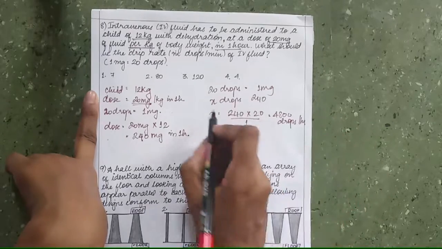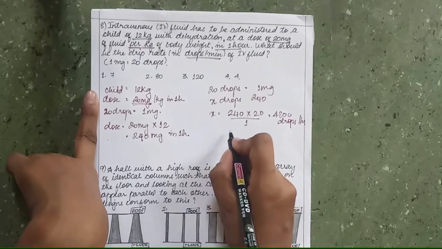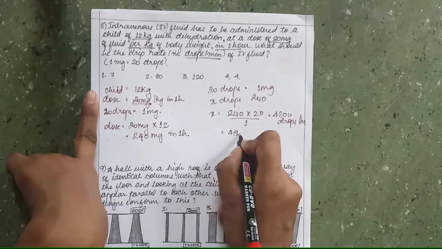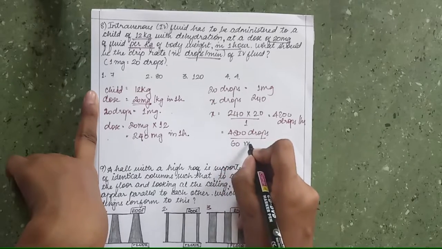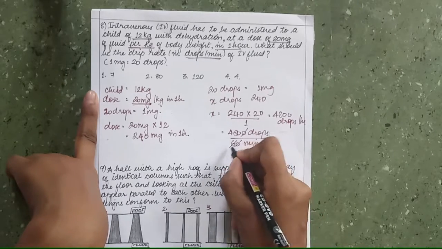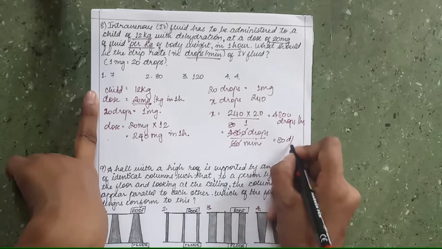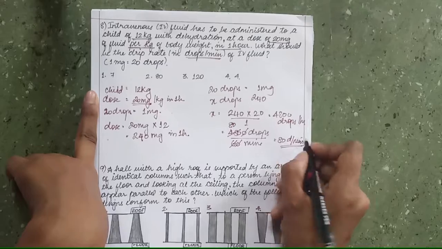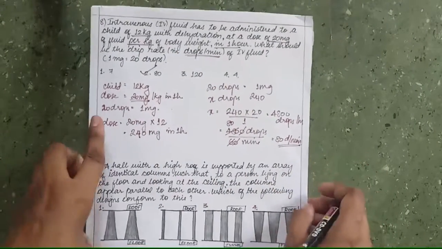To convert hours into minutes, because it is asked in drops per minute, let us divide the whole value by 60. 4800 drops by 60 minutes is going to be 80. So 80 drops per minute is the correct option. Option 2 is the correct option.